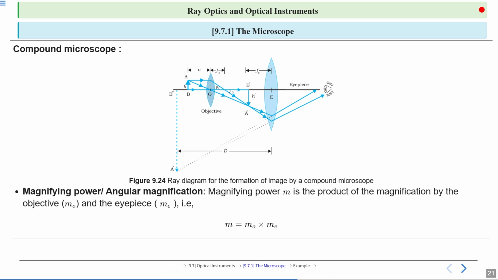M equals M naught multiplied by ME. In this equation, M naught represents the magnification by the objective lens and ME is the magnification by the eyepiece. Understanding this formula is essential for calculating the total magnification of a microscope. We will discuss how changing each component affects the final image size.